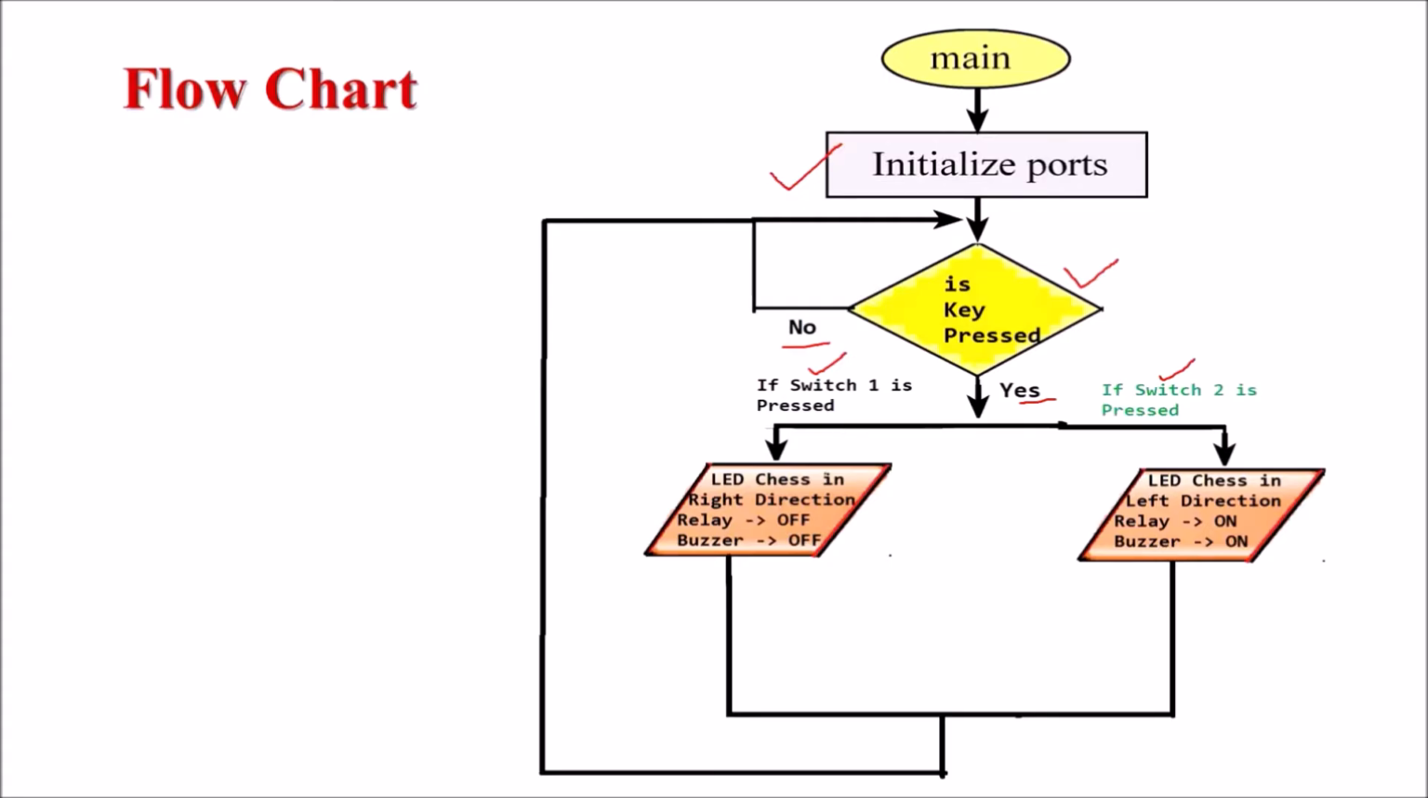If switch 1 is pressed, then LEDs should chase in the right direction, and at this time relay and buzzer both will be off. If switch 2 is pressed, then LEDs will chase in the left direction, and relay and buzzer both will be turned on. This chasing of LEDs will be done 8 times, so we'll repeat this block 8 times because there are 8 LEDs.